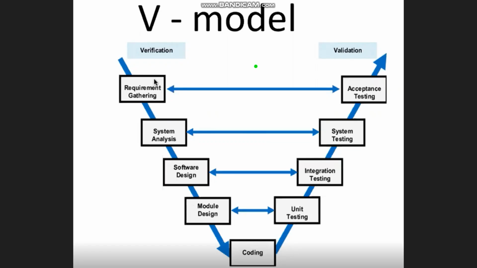This is the actual picture of the V model. Here you can see the various steps which are followed in the V model. First, it starts from requirement gathering. In parallel, the associated testing side is acceptance testing. Then the next phase comes, system analysis. For system analysis, there is system testing. For software design, there is integration testing. For module design, there is unit testing and coding.